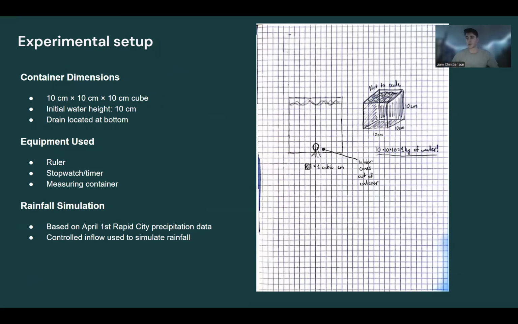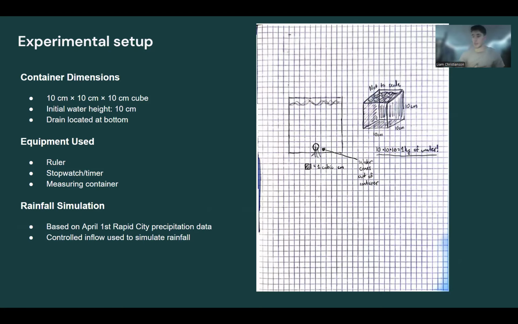So going to the experimental setup, I used a 10 by 10 by 10 centimeter cube container filled with water to an initial height of 10 centimeters. So let's just say this is 10 centimeters, and I had a drain at the bottom so I could use a ruler and timer to measure the water depth every minute that was pouring out of that container.